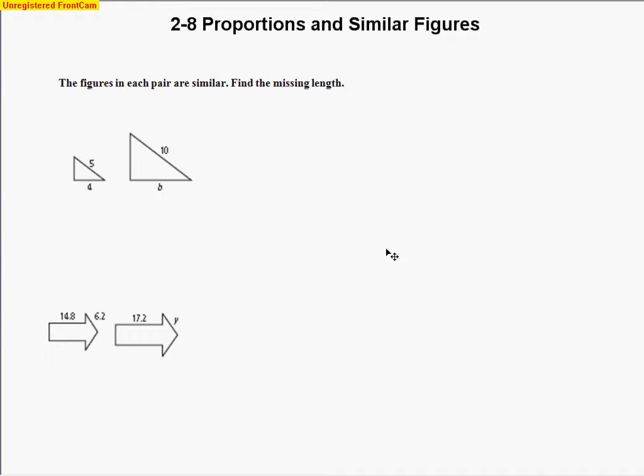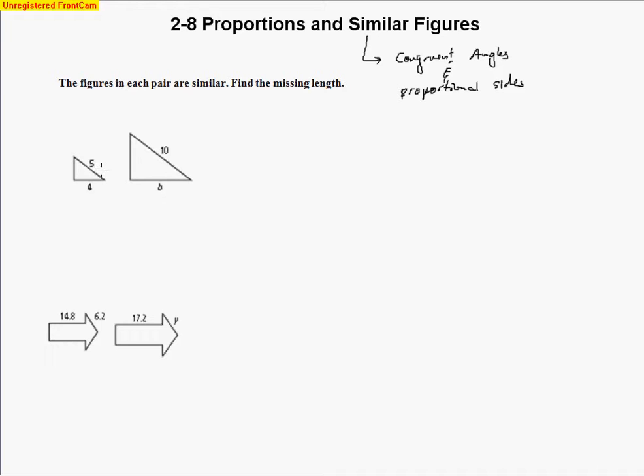This is a lesson for Chapter 2, Section 8, Proportions and Similar Figures. So when we're talking about similar figures, they are ones in which the sides are proportional and the angles are congruent. So let's write that down. We've got congruent angles and proportional sides. And so if we have proportional sides, we can use proportions to solve for a missing side, and that's what we're going to end up doing here.